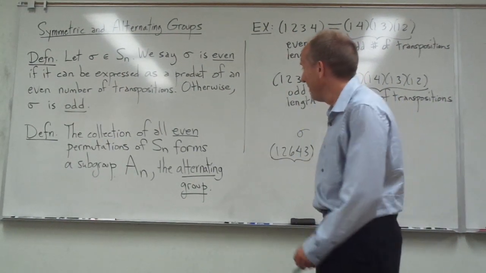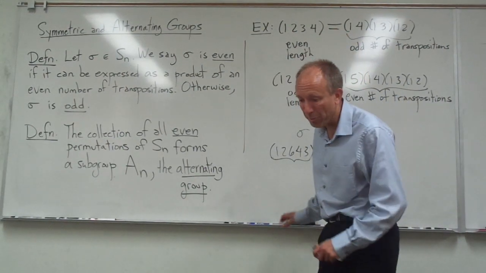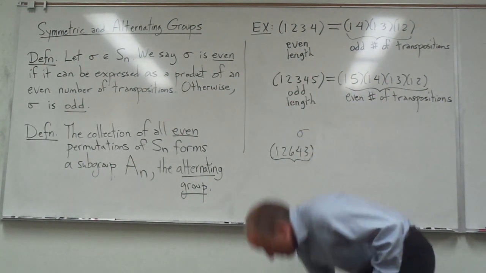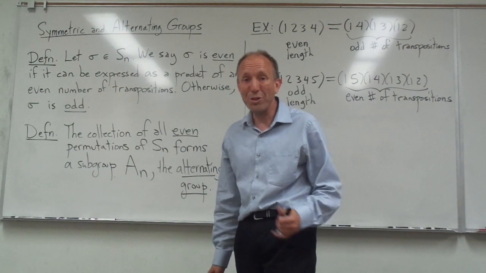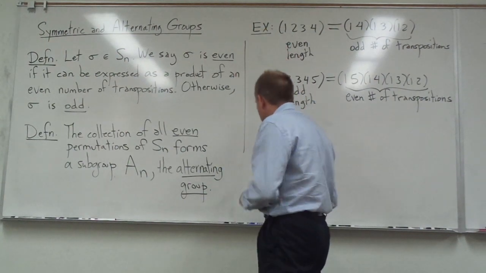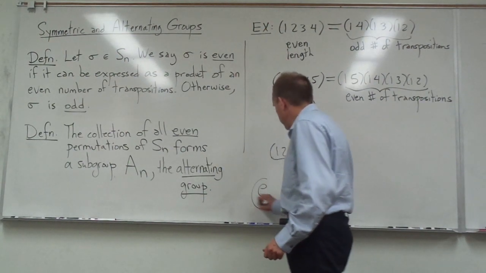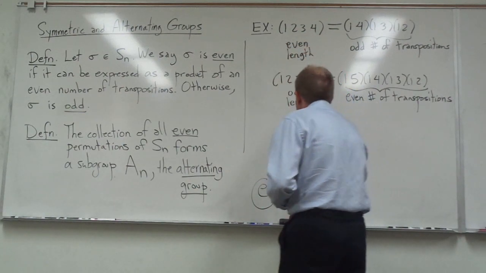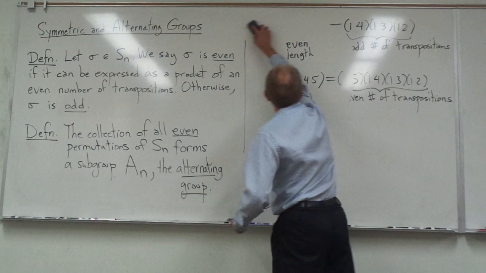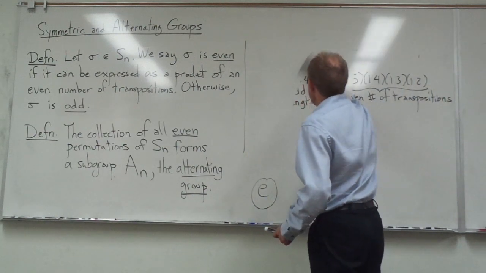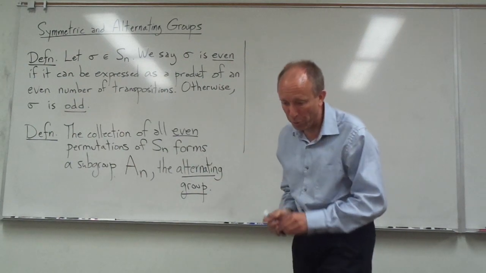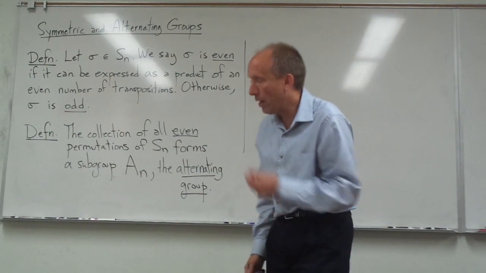All right. So this is a group. The identity element, by the way, has an even number of transpositions in it. And you could actually think of the identity element as just 0 transpositions. There's nothing being transposed at all there. It's a completely trivial element. All right. So this is a subgroup of the whole group.